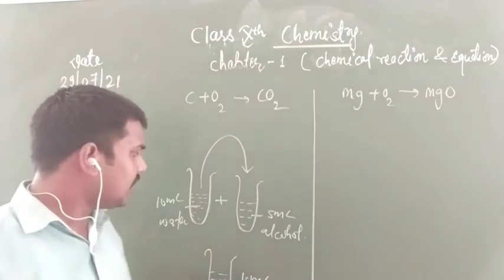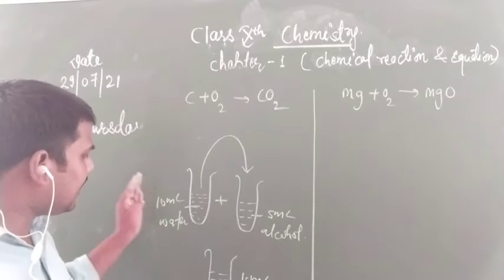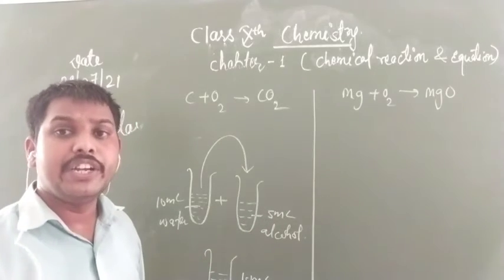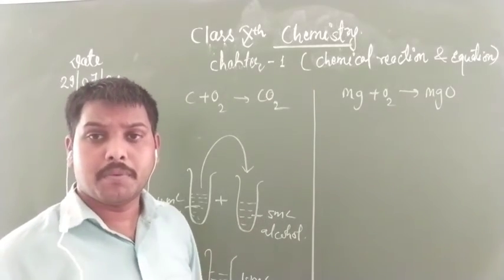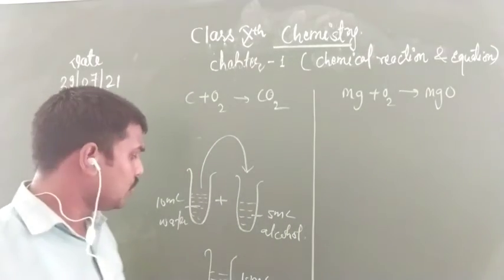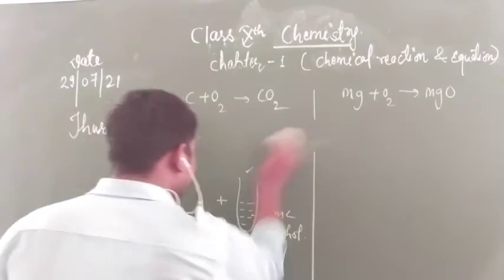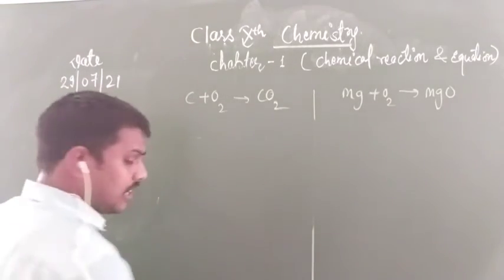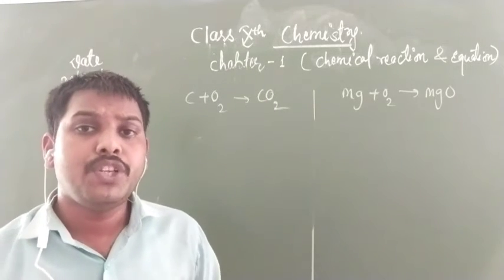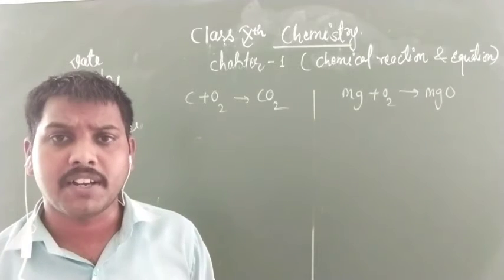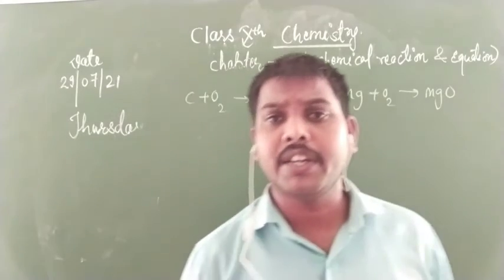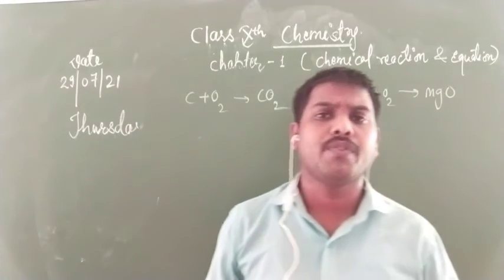No change. It does not happen that when 10 ml water is mixed with 5 ml alcohol, it gives 50 ml of mixture. It will not happen in the universe, children, in whole life. So it means the chemical equations are 100% correct only if they follow the law of conservation of mass. Clear everyone? Only those chemical equations are correct which follow the law of conservation of mass.